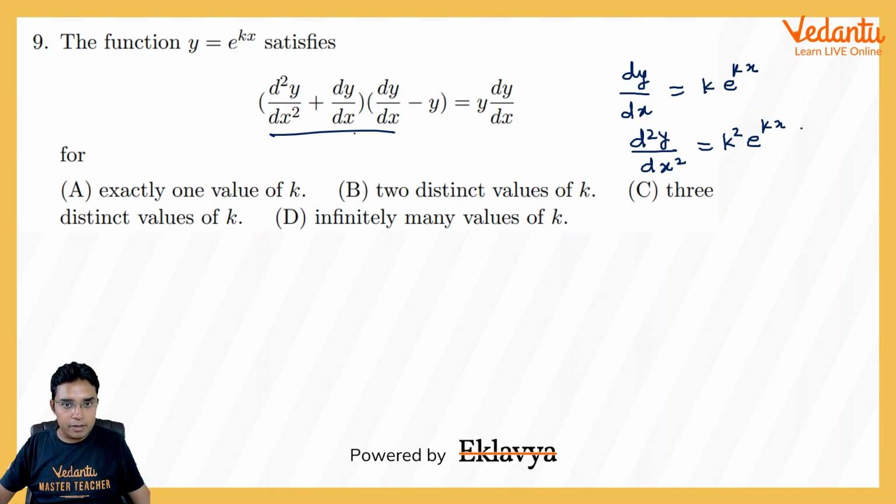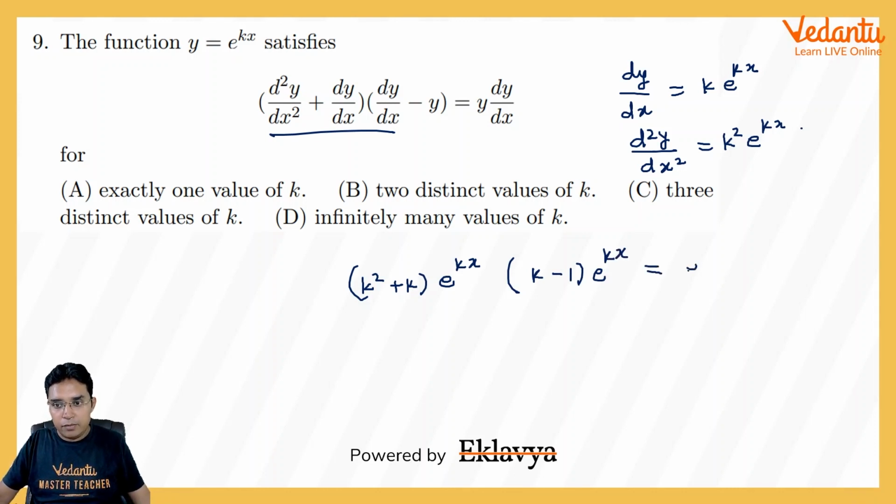So my first bracket will be k square plus k into e power kx. Then coming to the second bracket, I can write k minus 1 into e power kx. And on the right hand side, y is e power kx and dy upon dx is k into e power kx. E power kx is never 0, so we can definitely cancel it. And then you can check, we are getting k common, k plus 1, k minus 1 is equal to k.